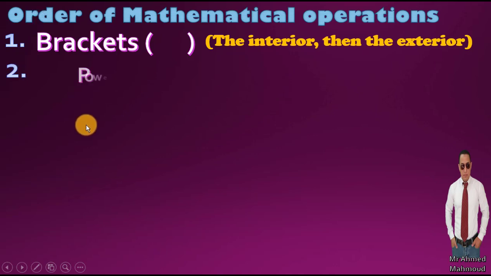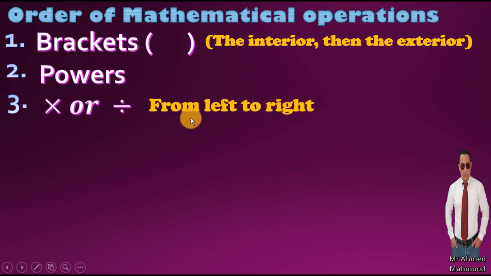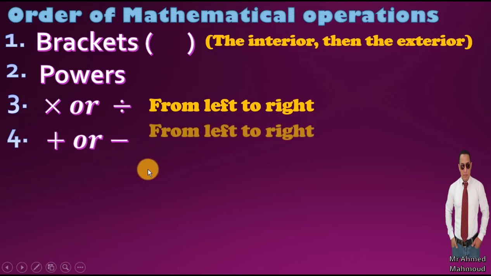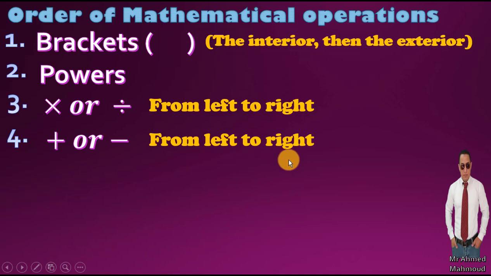Step number two, we evaluate the powers. The powers come in the second step of evaluating the problem. Number three, we evaluate times or divide, but from left to right. If we have times and times, or times and divide, or divide, we start from left to right. Finally, plus or minus, but also from left to right. So: brackets, powers, times or divide, plus or minus. This is the order we are going to follow. Now let's study the following example to explain how we can use these steps.